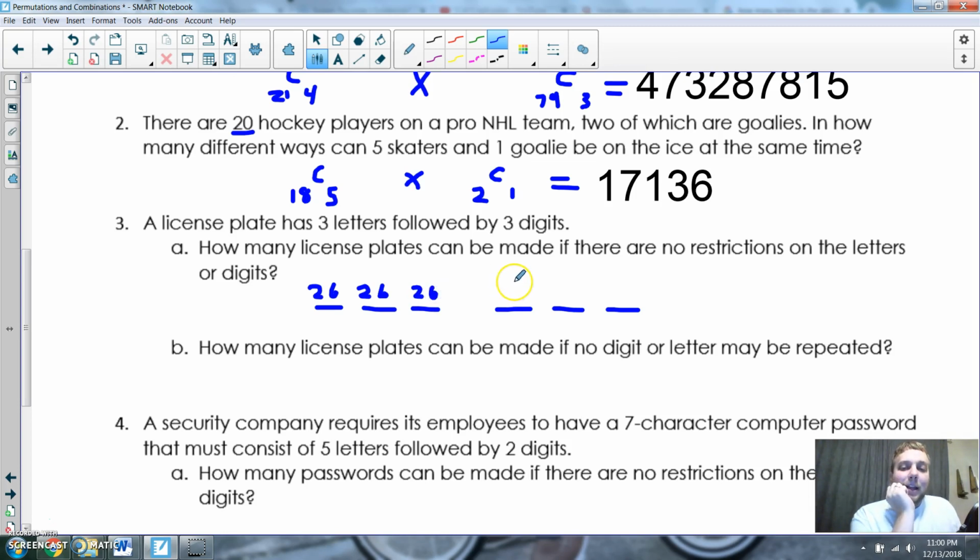Alright? Now this is followed by 3 digits. Well, how many digits do we have? We are a 10-digit society, ladies and gentlemen. 0, 1, 2, 3, 4, 5, 6, 7, 8, and 9. That's 10 digits. Don't include 10. 0 to 9 is 10 digits. So it could be anything from 0 to 9, and that's 10. Oh boy, I might be able to finish this problem. Alright, and this is the fundamental counting principle. I'm just going to multiply these puppies together, and I got my answer.